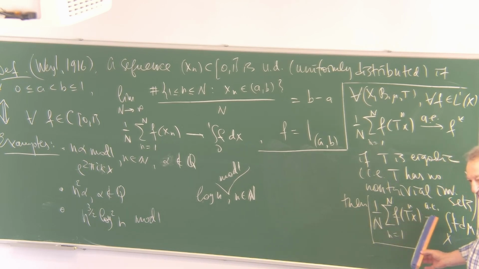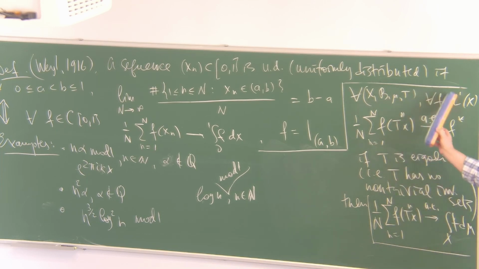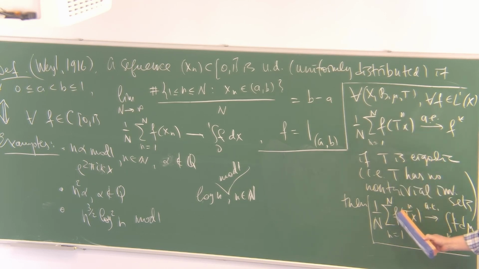Time average equals space average. And there is one subtlety. The subtlety is that this is true only, and cannot be improved really, almost everywhere. Not every point will have this property. But for a totally general setup, almost every point will have this property. So for almost every x, the orbit is uniformly distributed.